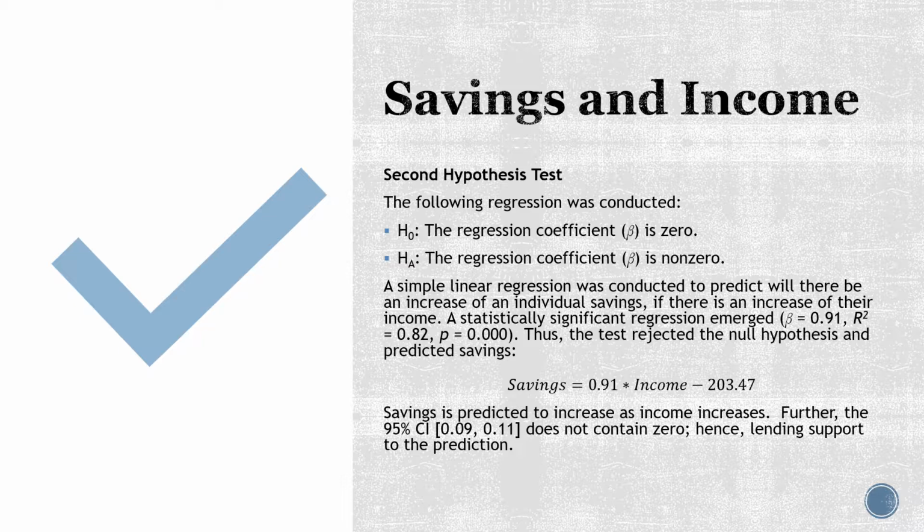A statistically significant regression emerged. The beta equals 0.91, the r squared equals 0.82, and the p-value equals 0.000. Thus, the test rejected the null hypothesis and predicted savings. Savings is predicted to increase as income increases. Further, the 95% confidence interval does not contain 0, hence lending support to the prediction.